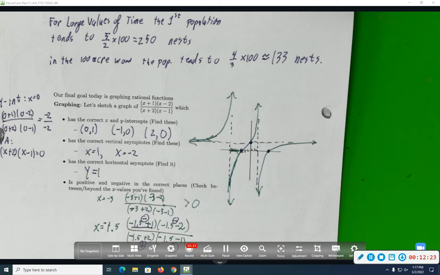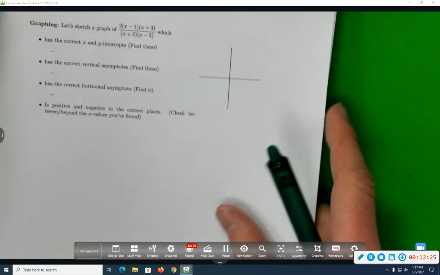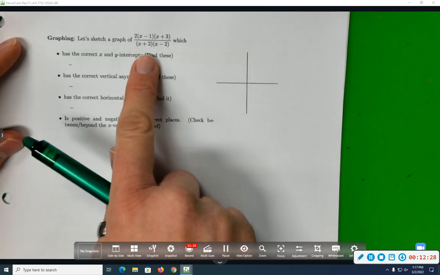Here's the next example. Do something similar. Sketch the graph of this rational function.